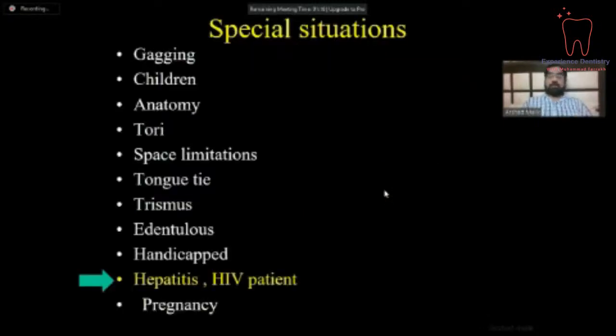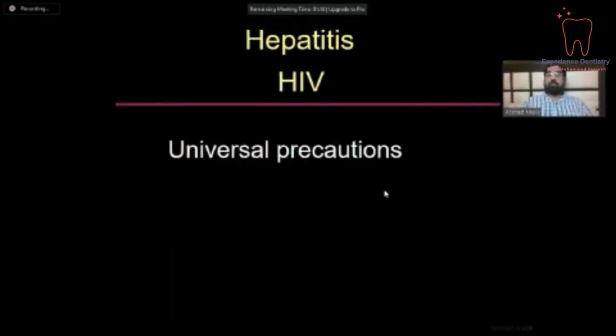Then is hepatitis and infection. I don't think there is any need to explain all the parameters, which are universal precautions. You have to use all the universal precautions: mouthwashes, isolation, prevention of saliva, then your own protection, the hemostat, or whatever film holding equipment. And the most important thing is that you have to prevent salivary contamination and any bleeding contamination over the surface of the film.